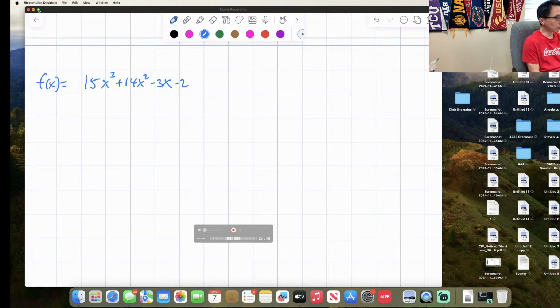The problem is, how many zeros does this function have? 3, right? So the combination could be all 3 real zeros, or 1 real zero and 2 complex, non-real solutions. Hopefully it's all 3 real, because the question I'm going to give you on the test is going to be 3 real solutions, at least on this particular setting.